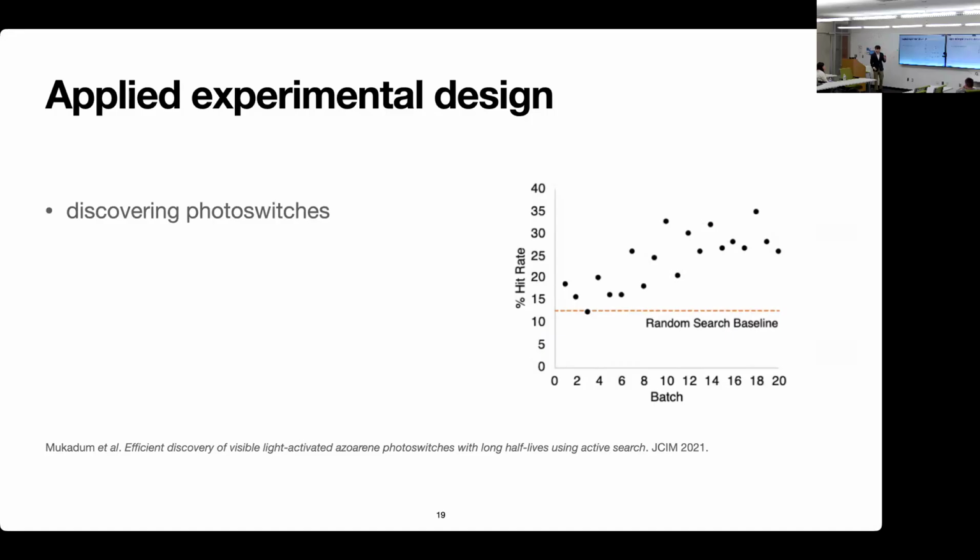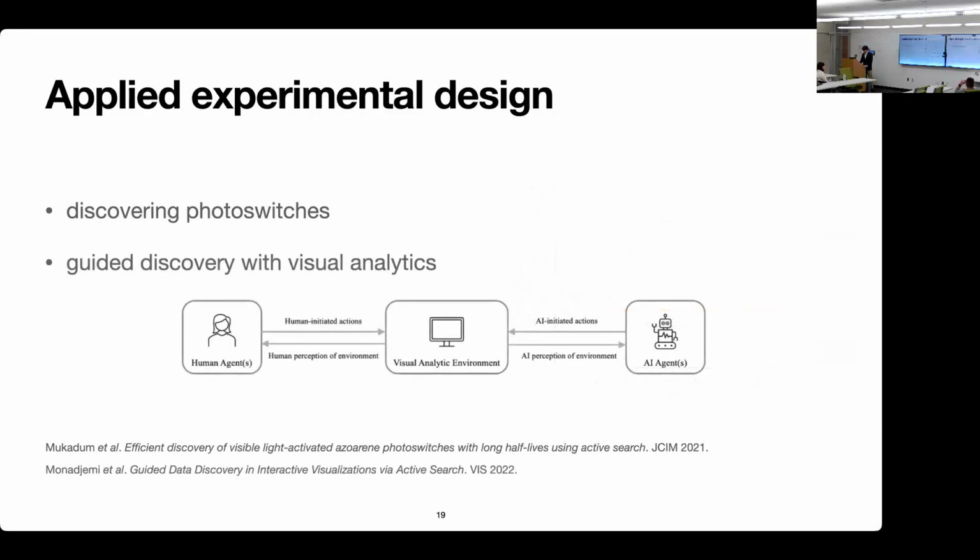find almost 3 times more photo switches than a random search baseline, which is what a domain scientist would be using without machine learning. In another collaboration with visualization experts, we care about developing a UI where a human is exploring a search space of data points aided by some active learning policy.